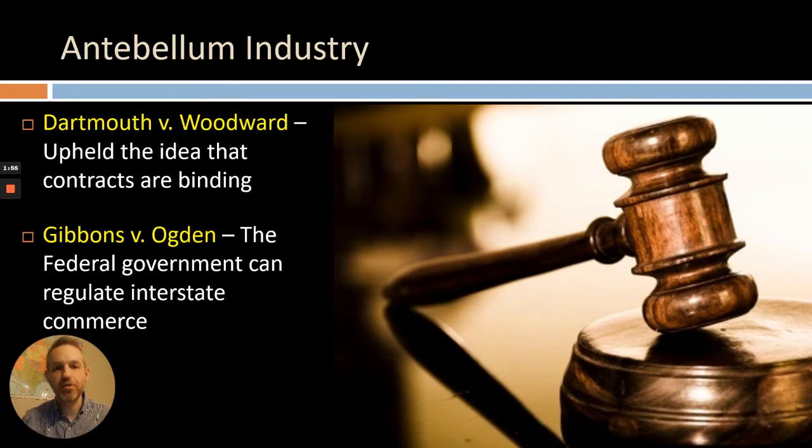The first one is Dartmouth versus Woodward. If you know Dartmouth, it's a college. They'd hired a guy named Woodward as a college president, I should say, who they decide they actually want to fire. And so they try to fire him, and Woodward says, "Ha, but I signed a contract. I didn't violate the contract. Just because you don't like me doesn't mean you can fire me." And so they take this to court, and the court says, actually, he's right. This contract is binding. Until he violates it, you can't get rid of him.